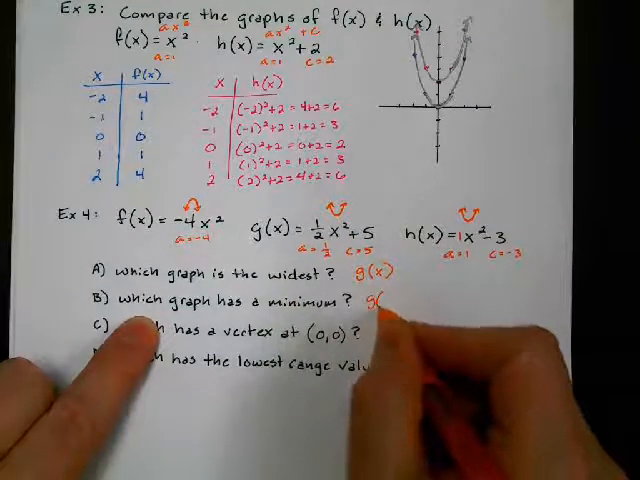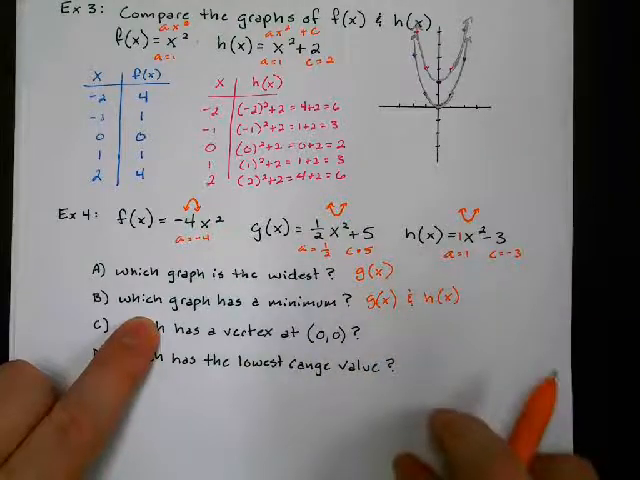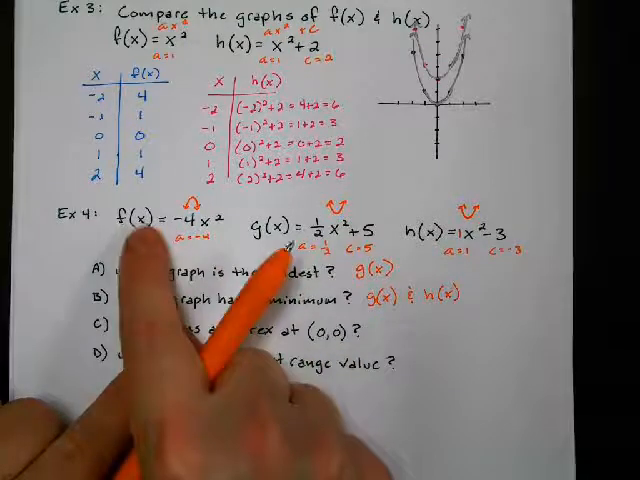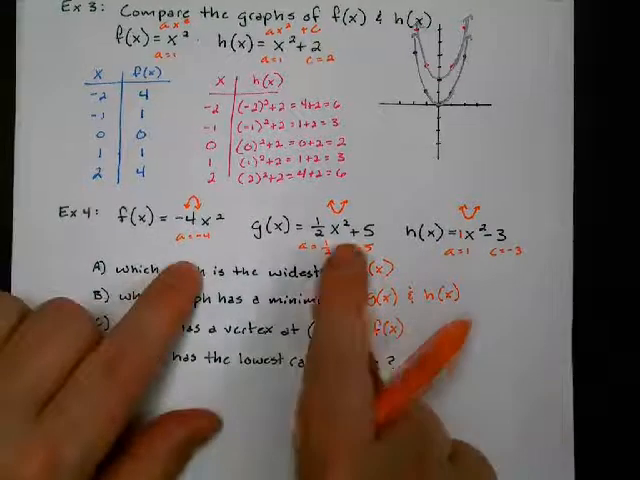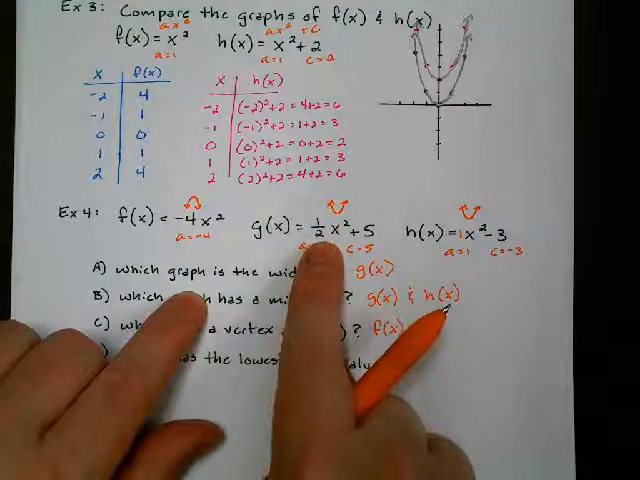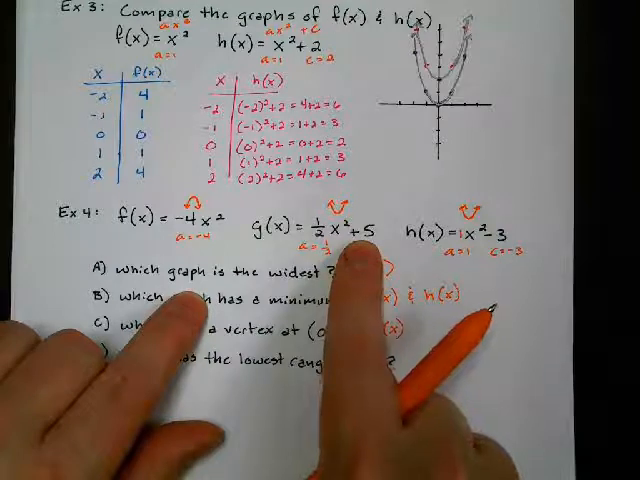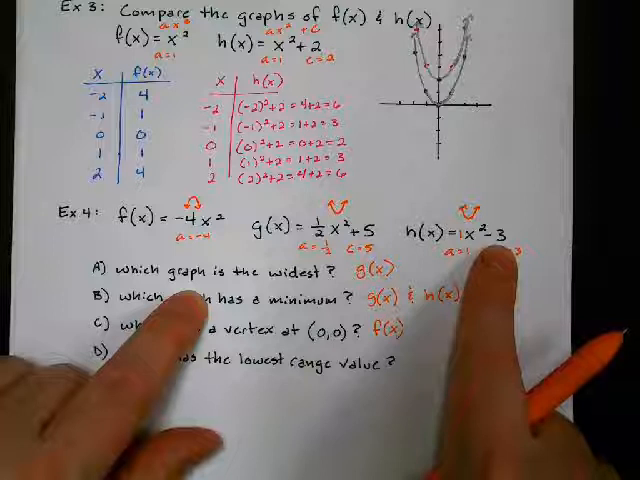Which has a vertex at 0, 0? That would only be f of x. Why? Because this one got shifted up 5 units. So this would have a 0, 0, but then this would move it up 5 units. So this vertex would be at 0, 5. This one has a C value of -3, so that would move it down 3 units. So that one's vertex would be at -3. So this one would have a vertex of 0, 0 because it doesn't have a C value.